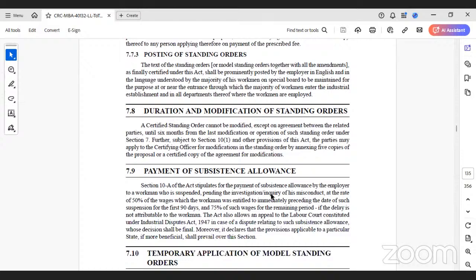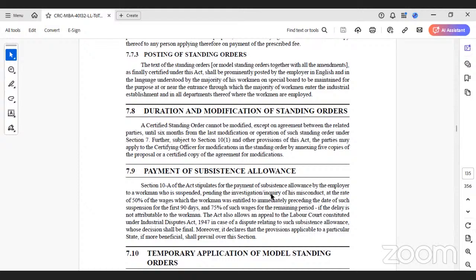So, payment of subsistence allowance. Section 10 of the Act stipulates the payment of subsistence allowance by the employer to a workman who is suspended or where there is a pending investigation or inquiry for his misconduct. And how much should be the payment? At the rate of 50% of the wages which the workman was entitled to immediately preceding the date of such suspension for the first 90 days, and 75% of such wages for the remaining period if the delay is not attributable to the workman.